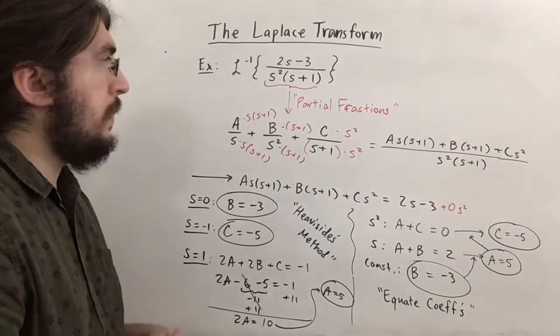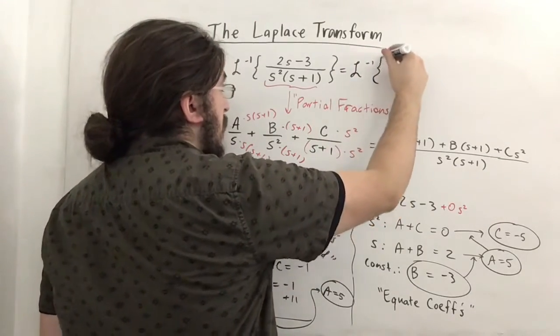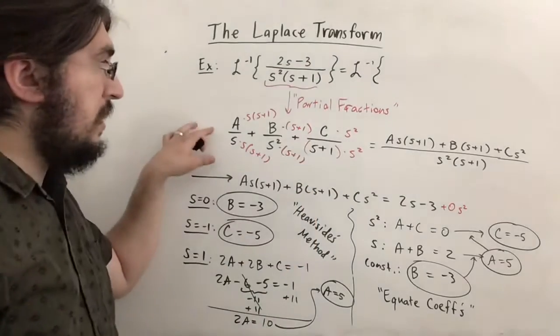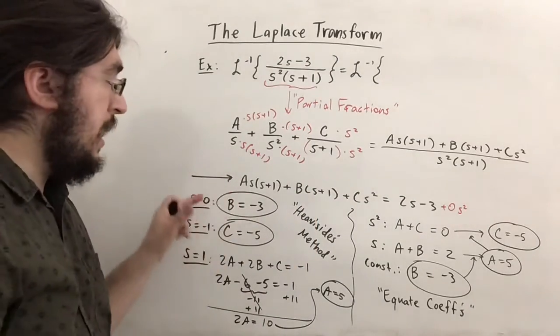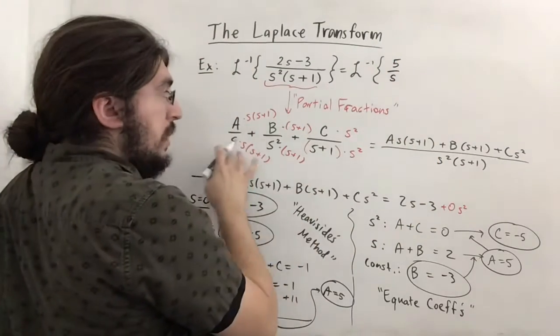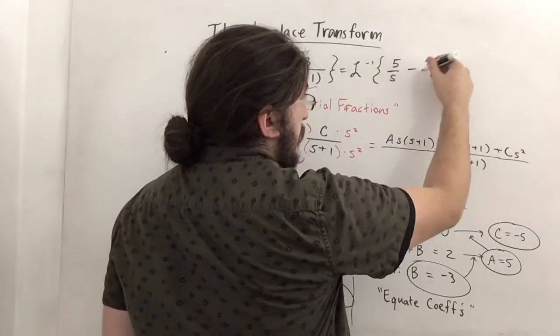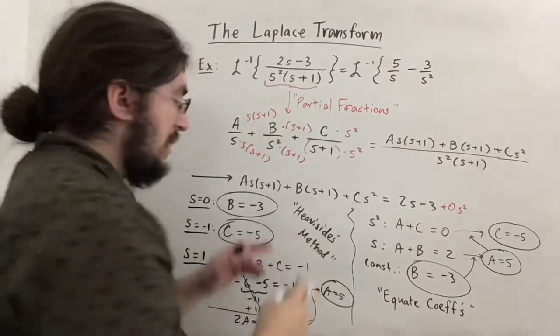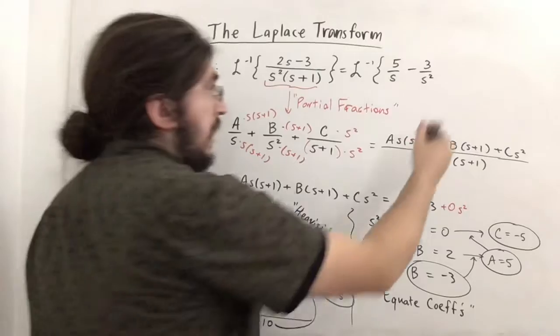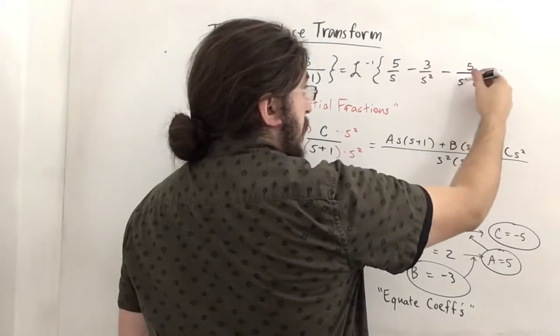Anyway, now that we know what a, b, and c are, we can say that this is Laplace inverse of, the inside now can be rewritten like this, but we now know a, b, and c. So that's going to be 5 over s, from the first term, a over s, plus b over s squared, b is negative 3, so it's minus 3 over s squared. And then plus c, which was negative 5, so minus 5 over, what was the denominator for c? It was s plus 1.